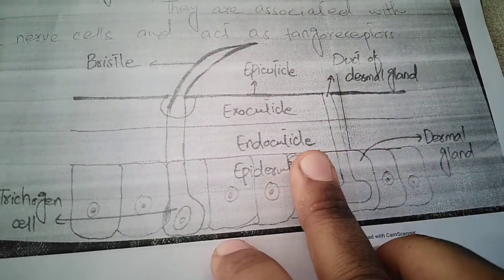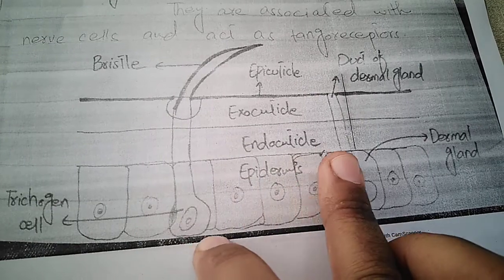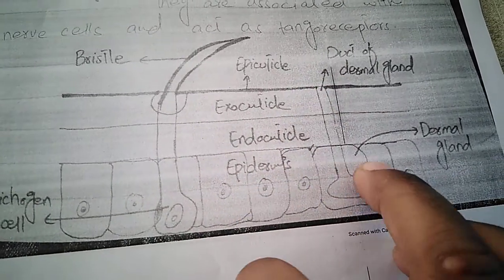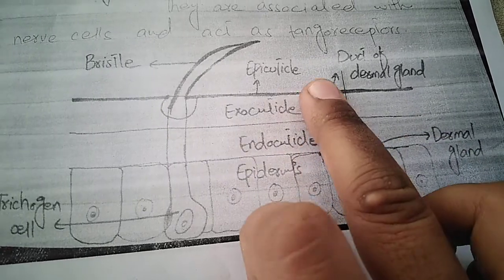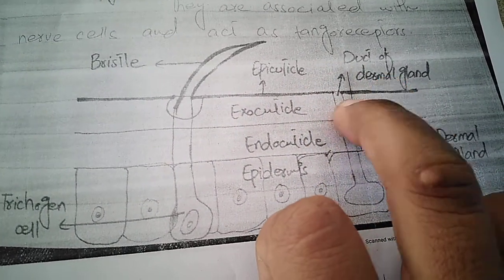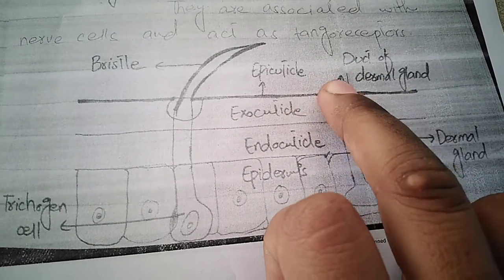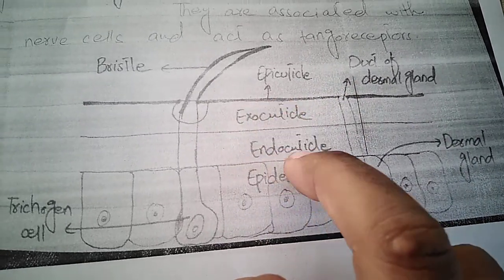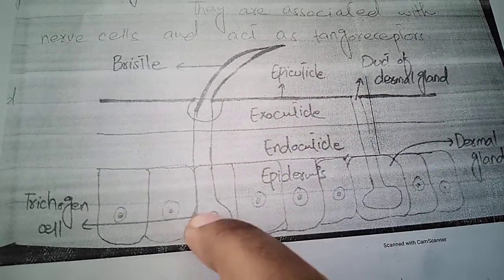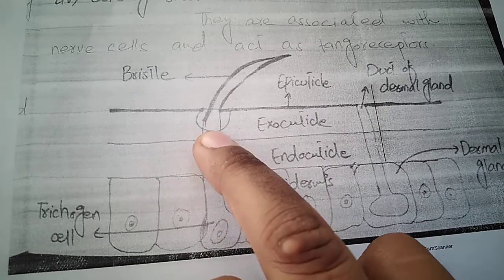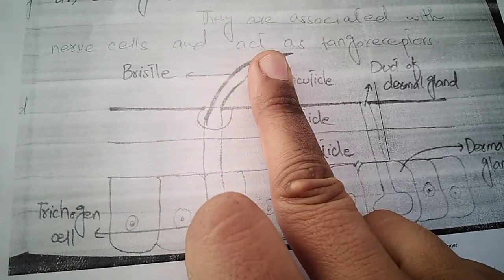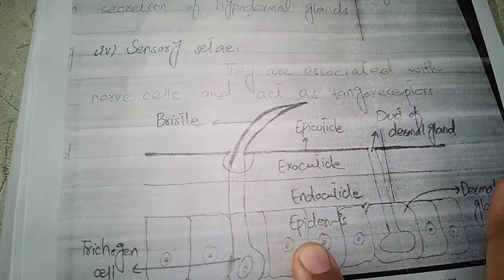This is the diagram. Here you can see the dermal glands. This is the epidermis, and this is the modification in the epidermis, which is known as the dermal gland, and this is the duct of the dermal gland, and it is the pore which opens on the surface. This is exocuticle, this is endocuticle, and this is the trichogen cell, which is the shaft of the hair, from which bristles originate.